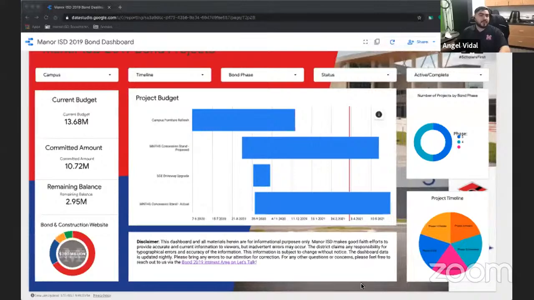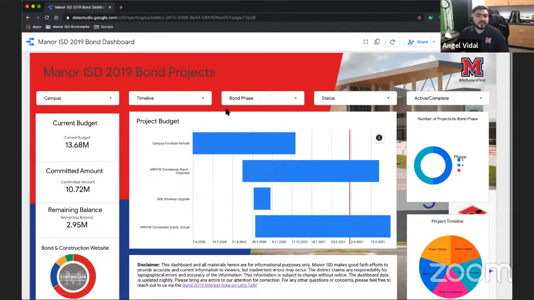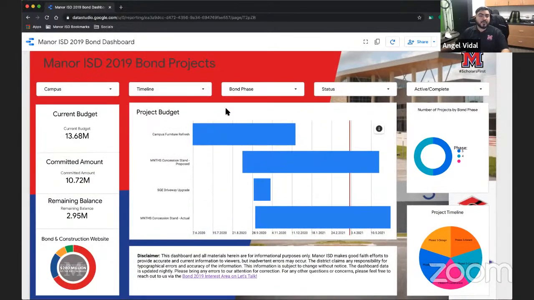And that's an update with regard to our Maynard ISD 2019 bond dashboard. As we continue to be transparent with the monies that we use with regard to all construction and bond projects within the district, Dr. Spencer has charged my team in communications and Dr. Yearwood's team over in operations with being as transparent as possible with our community and stakeholders with regard to all the monies and expenditures across the district for every bond and construction project pertaining to the 2019 bond and 2016 bond and so on and so forth.